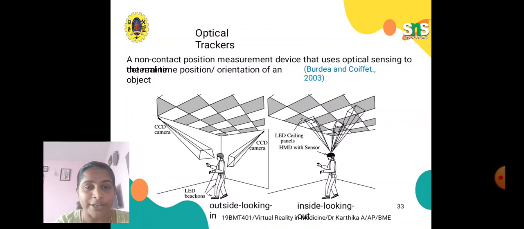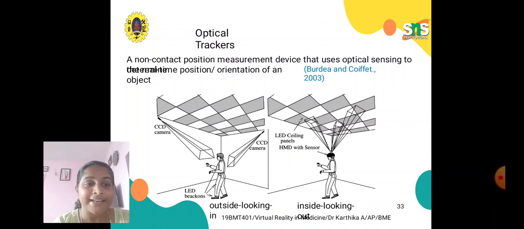Here we have two types. One is outside looking in, and the second one is inside looking out. In outside looking in, we have CCD cameras. What is CCD? We have already discussed it: charge coupled devices. CCD cameras, and we have LED beacons.